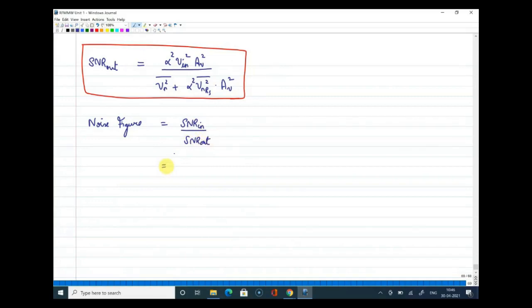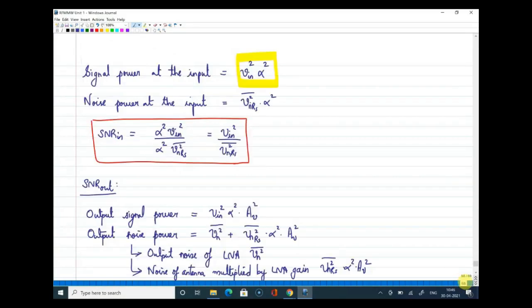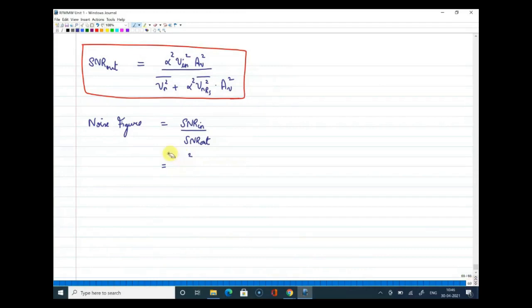So if I substitute the equations over here, first I'll write SNR in, which is Vn square divided by Vn Rs square bar, divided by SNR out. So I'll be just taking the reciprocal here. It is Vn square plus alpha square Av square into Vn Rs square, divided by alpha square Vn square into Av square. So this is the ratio.